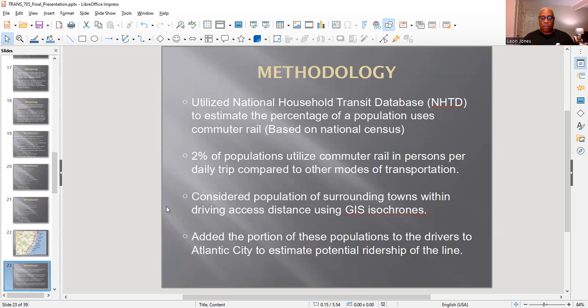I have to consider the population of surrounding towns within driving areas using GIS isochrones. I'll show you what an isochrone is in a minute. And I added the portion of these populations to the drivers to Atlantic City to estimate potential ridership of the line.